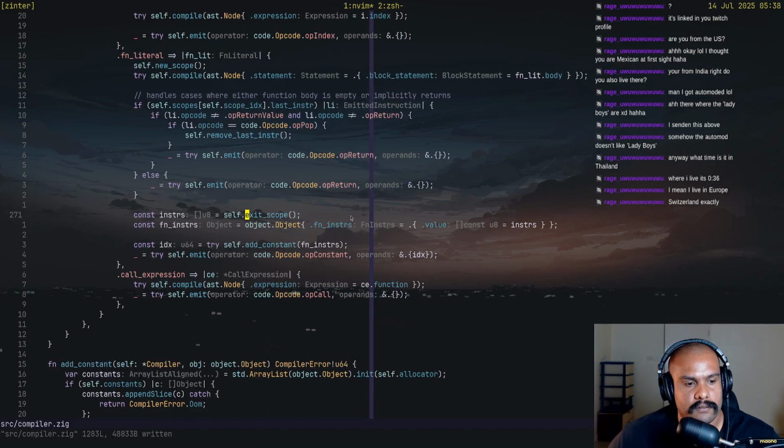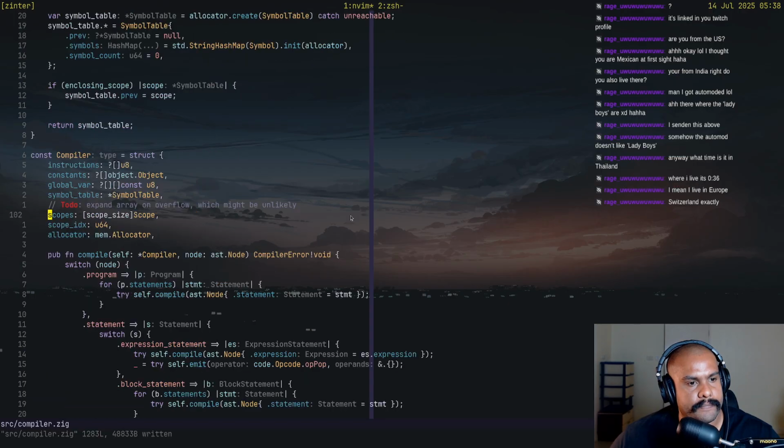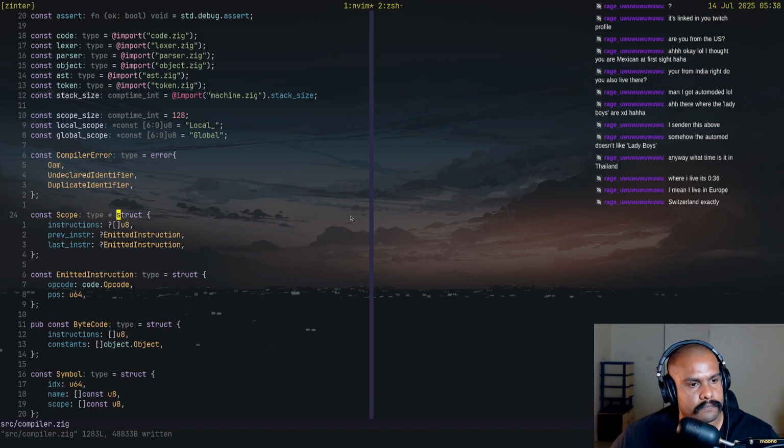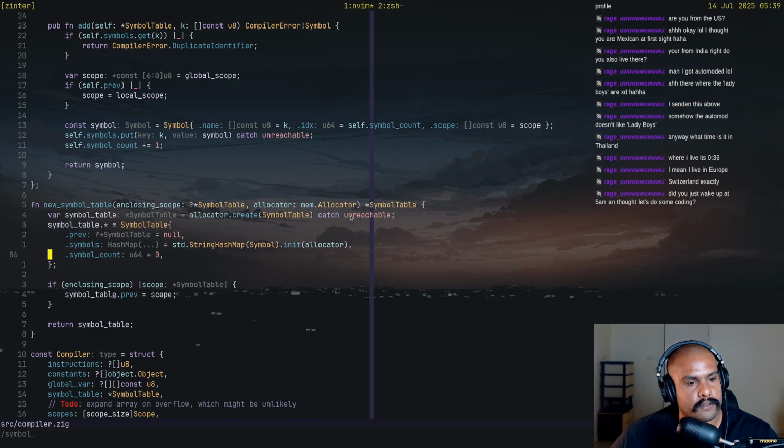Can't remember. What did I save in the scope? Instructions. Ah, yes, I need it from the symbol table. I need the symbol count.